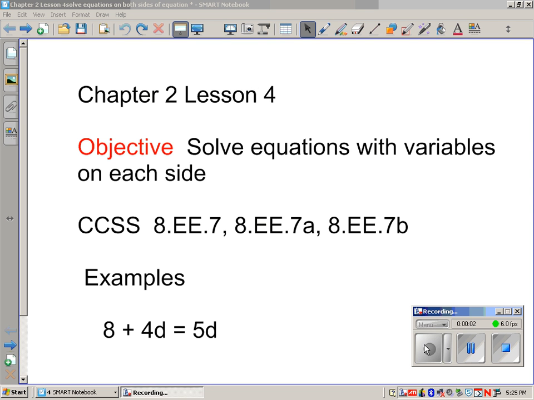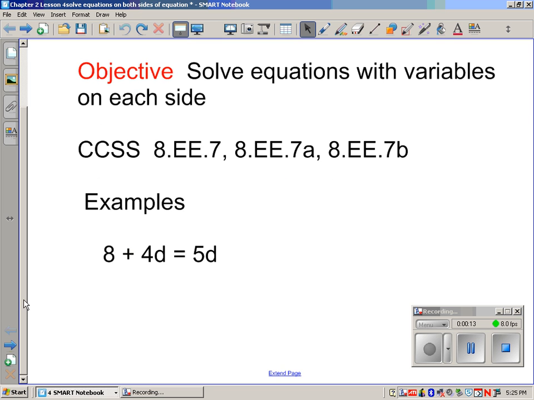Okay, welcome to Chapter 2, Lesson 4. The learning target or objective for this lesson is to solve equations with variables on each side. There are no vocabulary words for this lesson, so we're going to jump right into some examples.